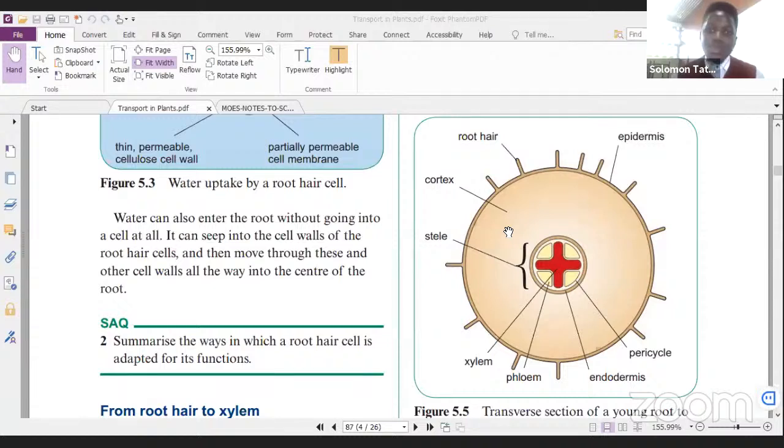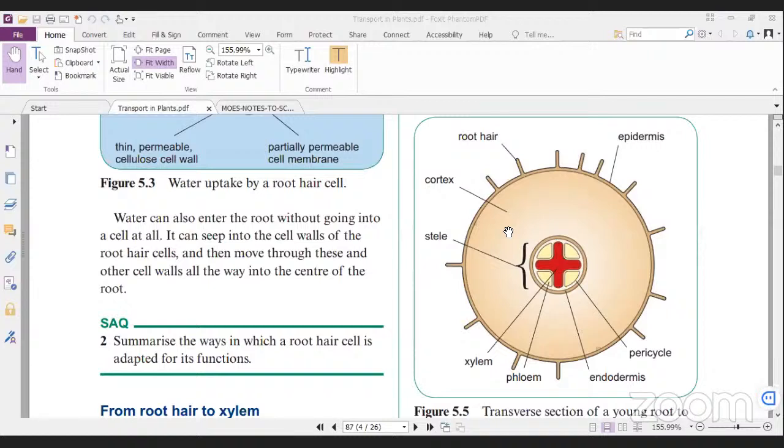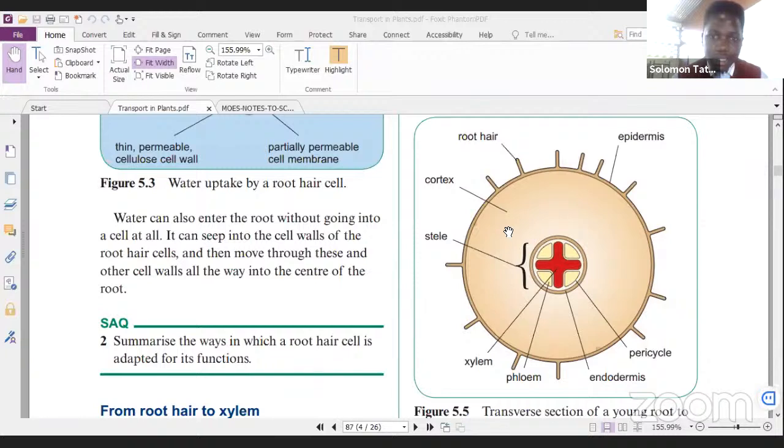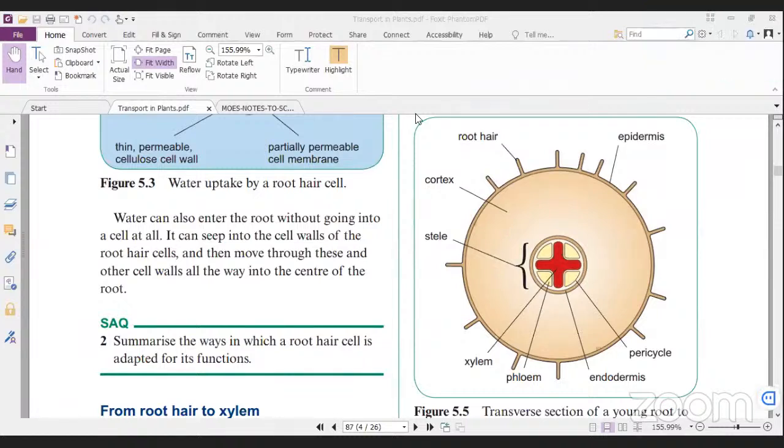All right, Saku says the stele is made up of the xylem, phloem, and the pericycle. Major function, pathway for water, mineral salts, and manufactured food transported. I know your network is disturbing. You can type them in the chat box, and then we shall read them if the network is still disturbing you. Any other person who has a function of the stele?